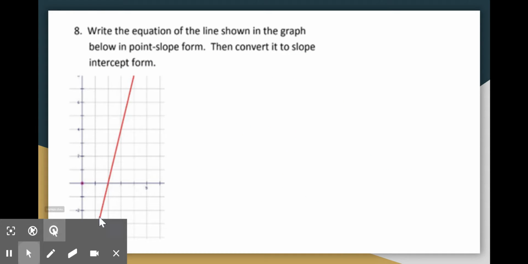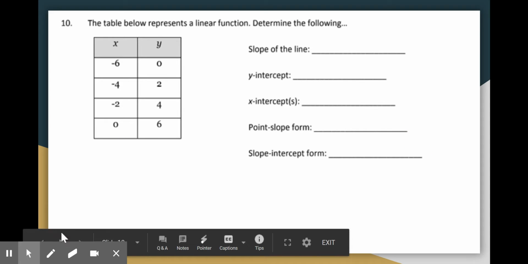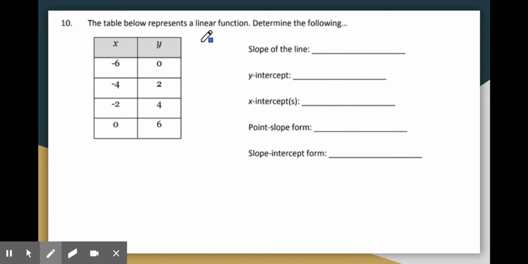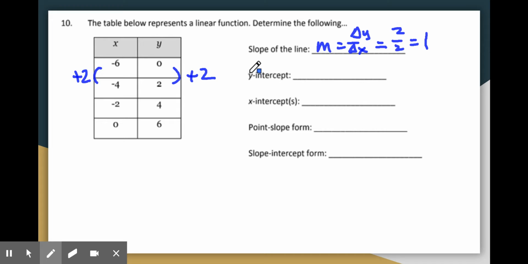A lot of this stuff should be familiar to you, just a new form, even though you already knew that. Okay, here we go. Here's the table. Figure out the slope. The slope is going to be delta y over delta x. The y's are going up by 2. The x's are also going up by 2. So we have 2 over 2. So the slope is 1. The y-intercept is where x is 0: (0, 6). The x-intercept, (-6, 0), is where y is 0.